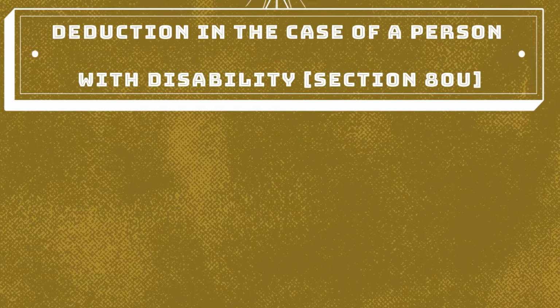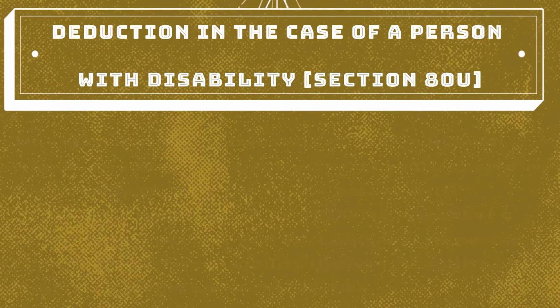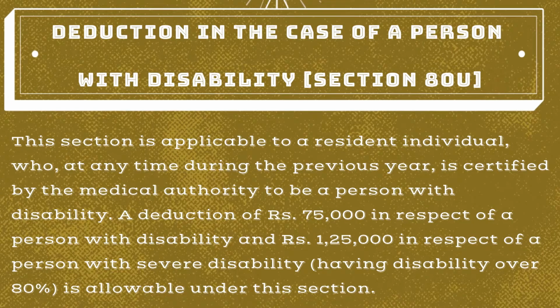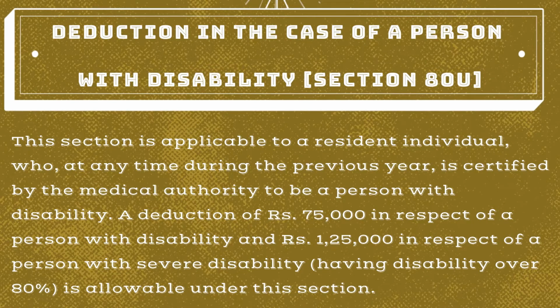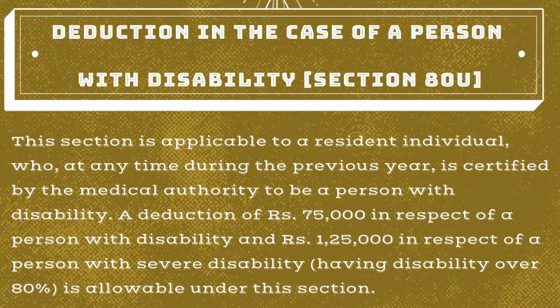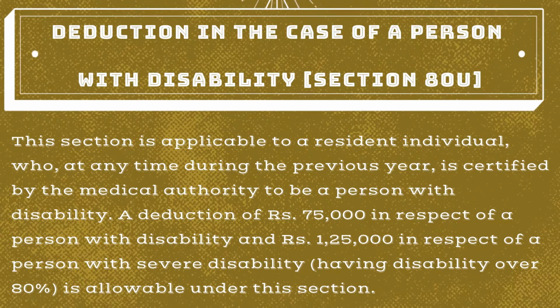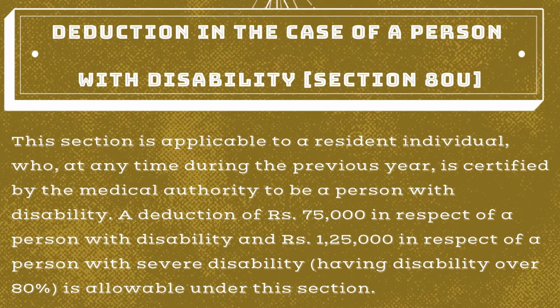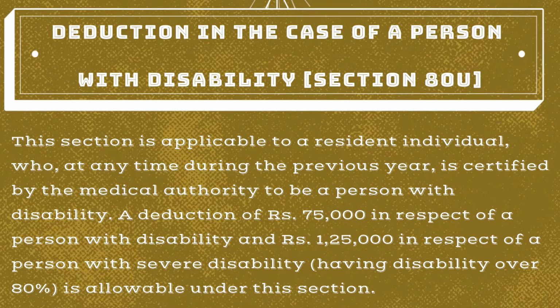Now let us discuss section 80U, that is deduction in respect of a person with disability. This section is applicable to a resident individual who at any time during the previous year is certified by a medical authority to be a person with disability. That is a deduction of rupees 75,000 in respect of a person with disability and rupees 1,25,000 in respect of a person with severe disability. Severe disability means having disability over 80%.